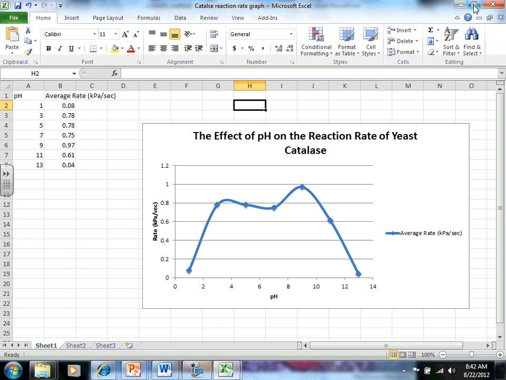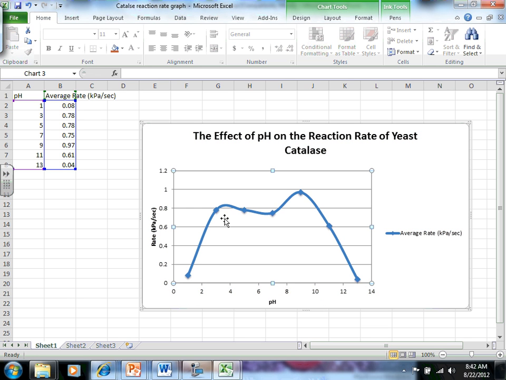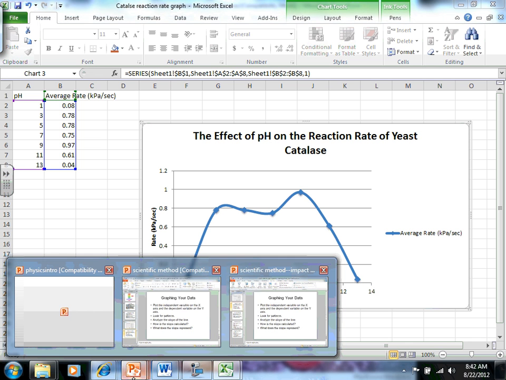Now, most of the time, when you graph scientific data, I won't say most of the time, but a lot of the time, it may look something like this. This may not let me do this. No. Let's see what I can do here.